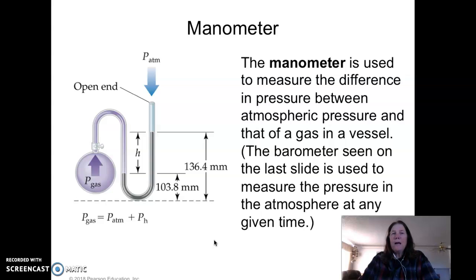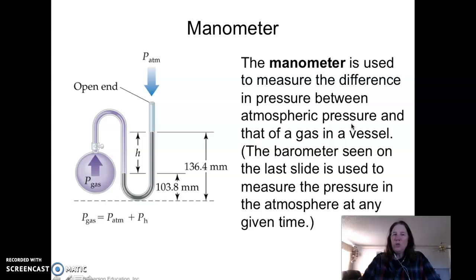They have something called a manometer. A manometer is used to measure the difference in pressure between the atmosphere and a gas. The atmosphere and the height would give you the pressure in the gas. Again, the barometer was on the last slide. This is another way of measuring pressure.